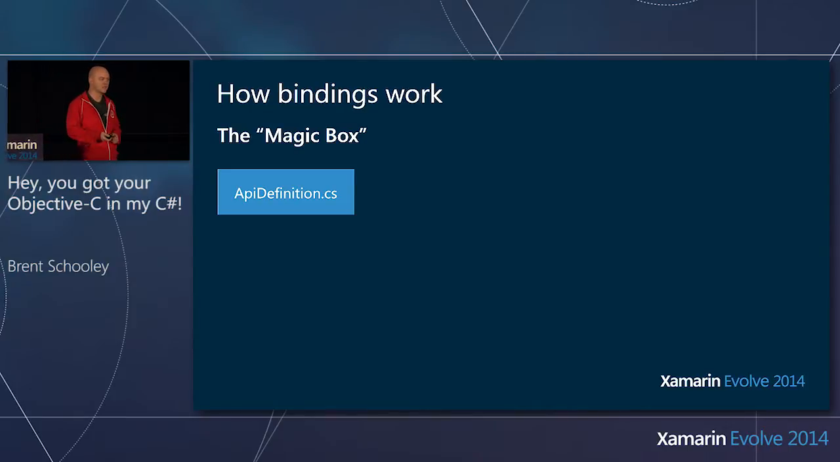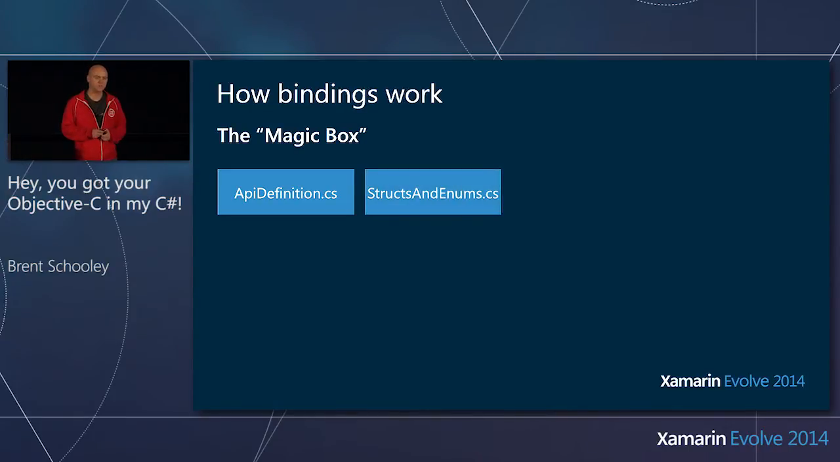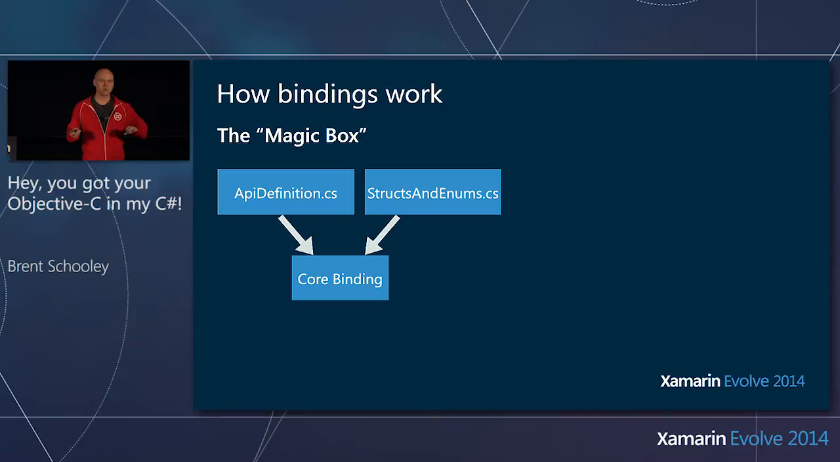And it has an accompanying file at sort of the root level, if you're thinking about it in terms of side-by-sides, structs and enums.cs. So this is all stuff that doesn't require a whole lot of magic. They're just structs that you're going to reference in your API definition, structs and enums. So those will go in this file. And those two things combine into sort of what we can refer to as the core binding. So that's the main classes that make up the namespace for this binding.